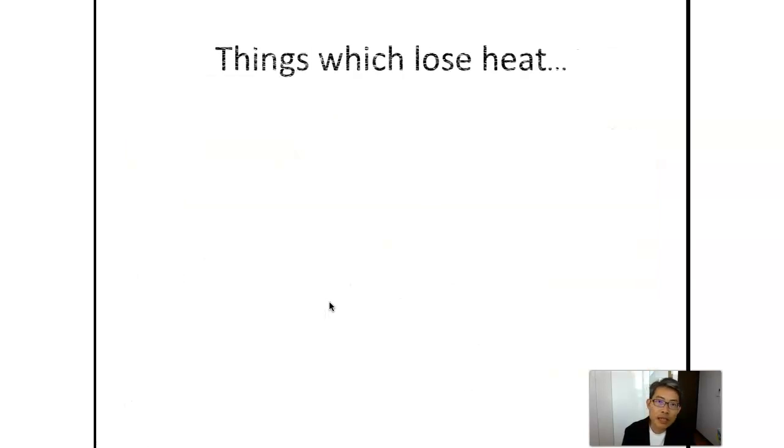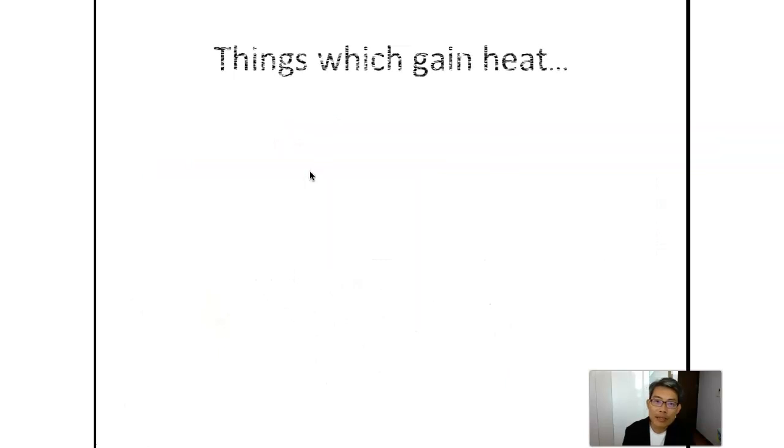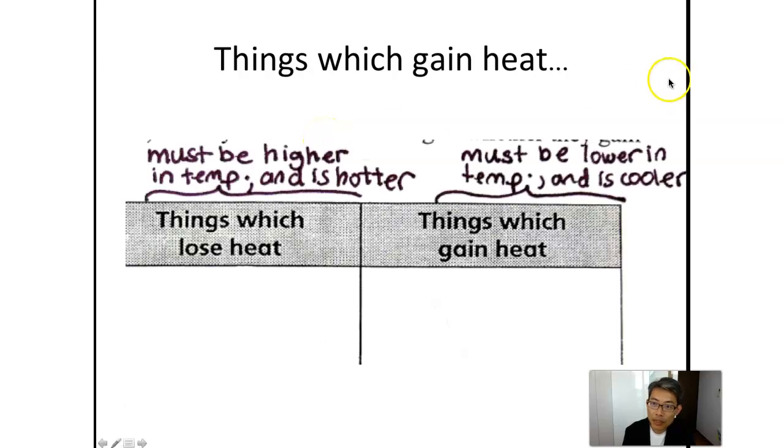Before you can do this, let's zoom into this basic idea. Things that lose heat must naturally be at a higher temperature, must naturally be hotter, and things that will gain heat naturally must be cooler, alright, and must be at a lower temperature. That is how they can gain heat, because they have less to begin with.